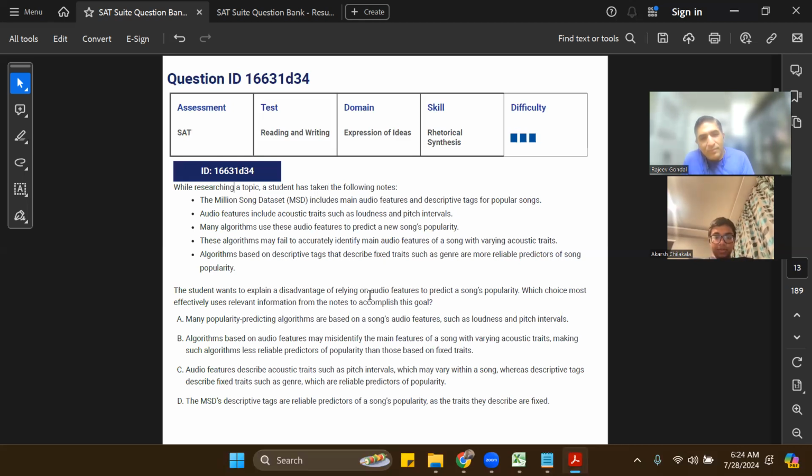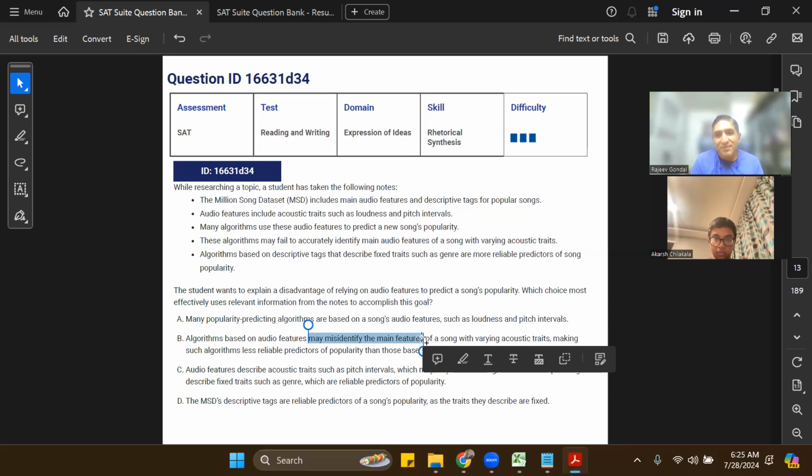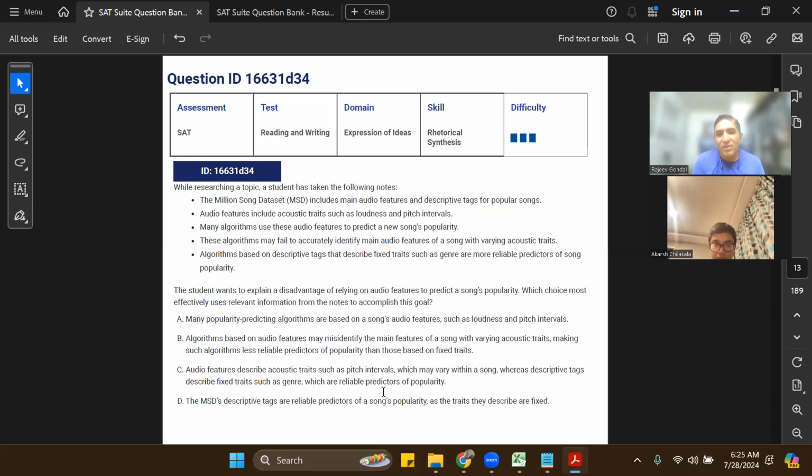Sir, would it be B, sir? Absolutely. There is no other one which gives you those words. Look at the tone of it. We want to search for disadvantages, right? "May misidentify the main features." That's the disadvantage, right? And this is the only one which is giving the disadvantage. Rest of them do not talk about any kind of disadvantage. Isn't it funny? Isn't it easy? You are able to do all these questions in less than 50 seconds, not even 1 minute.